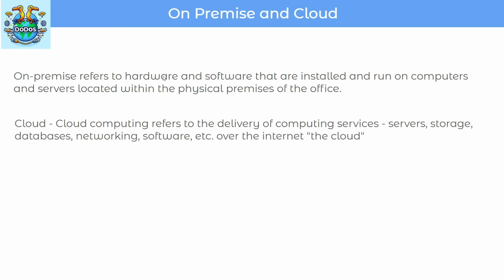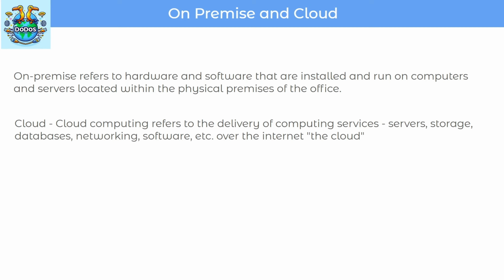But on-premise refers to hardware and software that is installed and run on computers and servers located within the physical premises of an office. So imagine you're at Microsoft's office, and that would have its own servers.